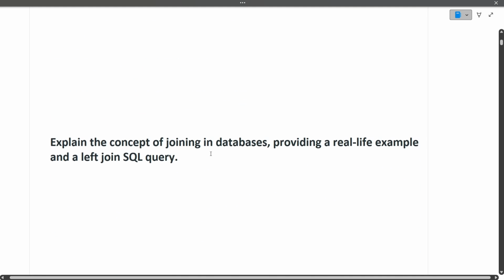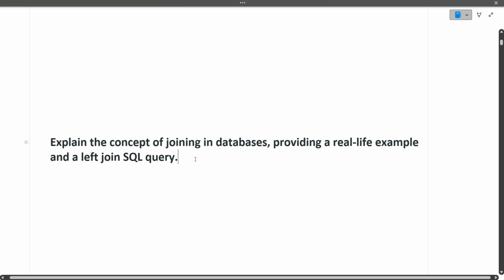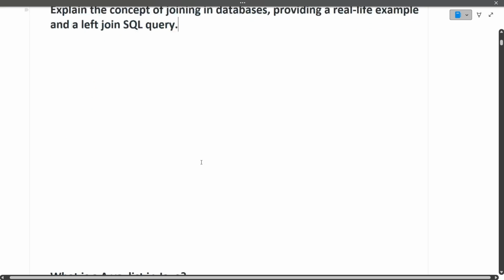Next is, explain the concept of joining in databases, and provide a real life example and a left join SQL query. Why do we join tables? You must know that we have to find data from two different tables, so we have to join them. There are different types of joins: left join, right join, inner join, full join. You should know all these things, and you should be able to write basic SQL queries. SQL queries are very basic, and you should know them before going to the interview.